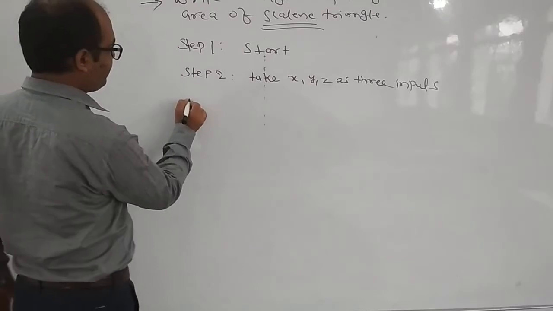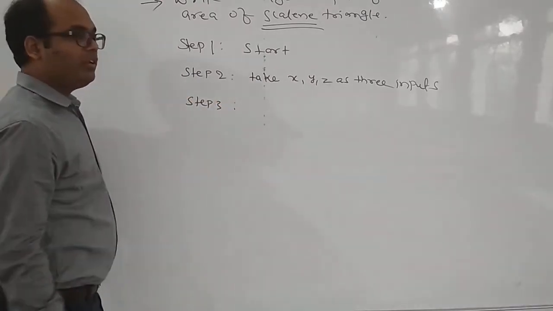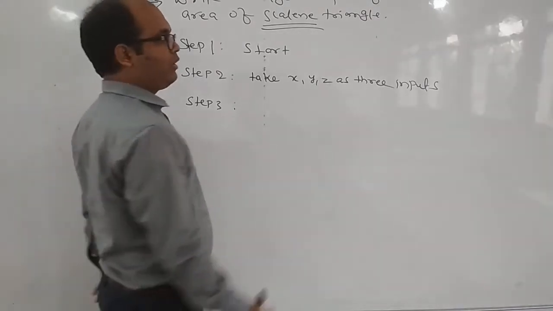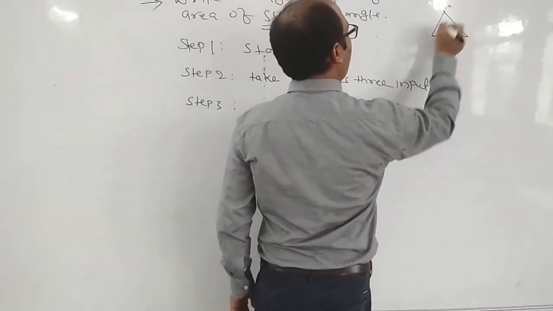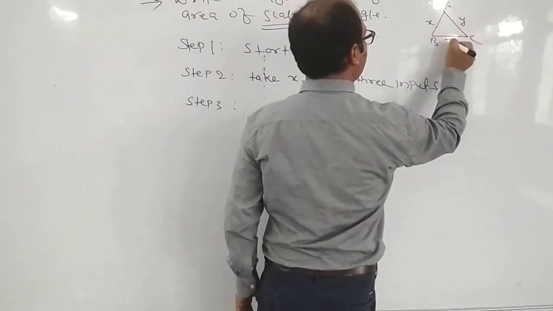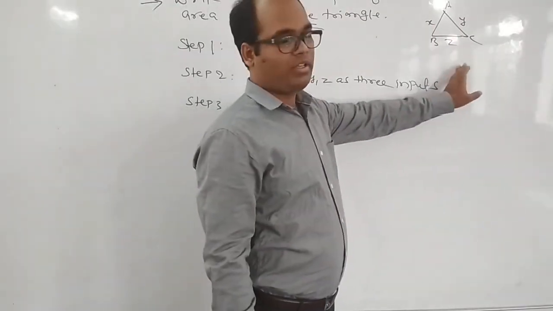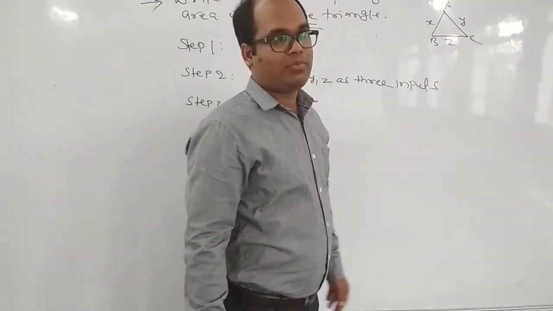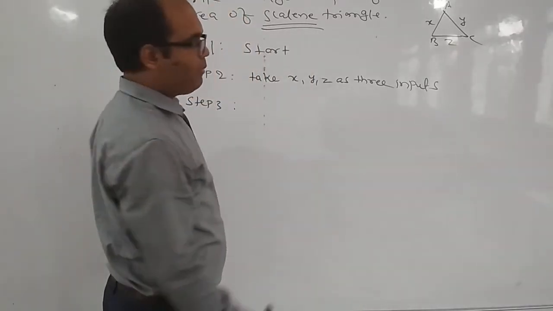Next, step 3. Suppose this one is A, B, C, a scalene triangle. So the measurements of the sides are x, y, z. Now, in order to find the area of this, we need to first find out the perimeter, or semi-perimeter.